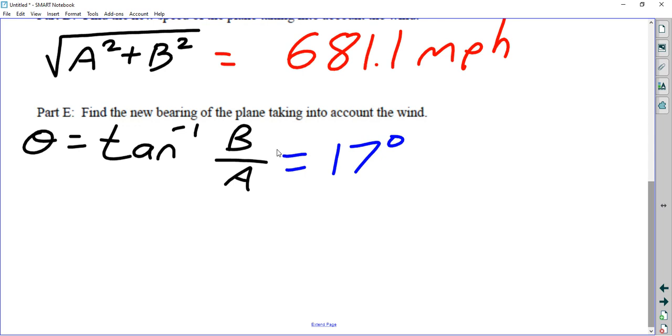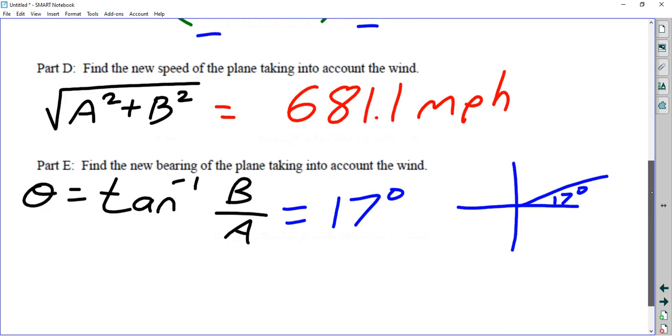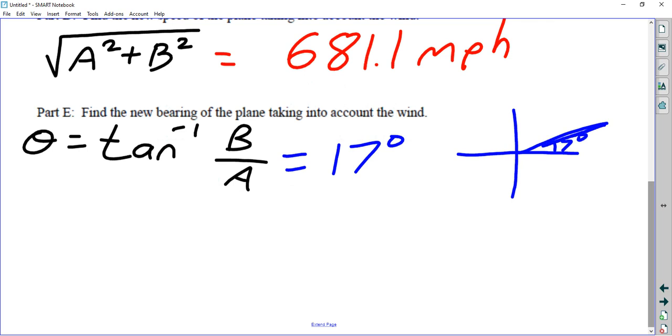Now we need to use that 17 degrees with a picture to put it back into north, south, east, west bearings. So when your calculator says 17 degrees, that's talking about the standard position angle of 17 degrees, right here. That is nowhere near where the plane is actually traveling, because the plane is traveling based off of this component vector, negative, negative, so it's going quadrant 3. Quadrant 3 is straight line across right there.